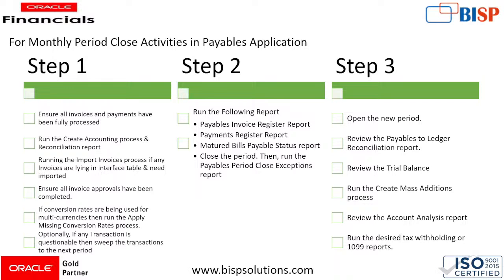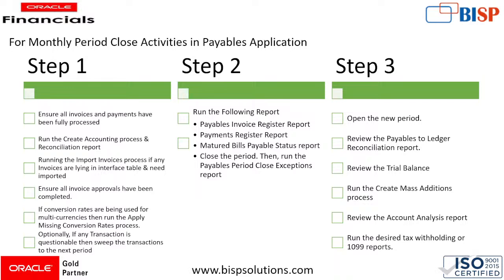Optionally, you can sweep any questionable transactions to the next period. This is only for issues that cannot be resolved before closing the period and need to be reviewed again at a later date. The task name is Payables Unaccounted Transaction and Sweep Report. Again, it will be through the schedule process.